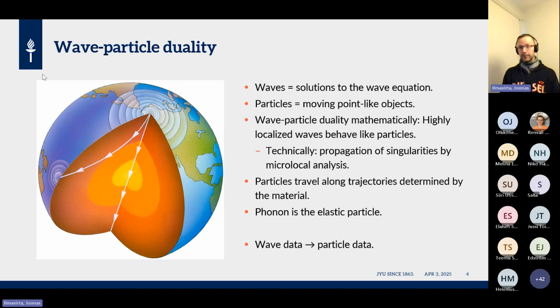But if that doesn't mean anything to you, never mind. The basic idea is that there is a wave-particle duality, which is perfectly technically sensible and very useful, even on the purely mathematical side of things.